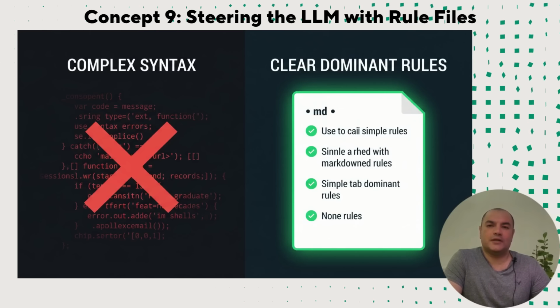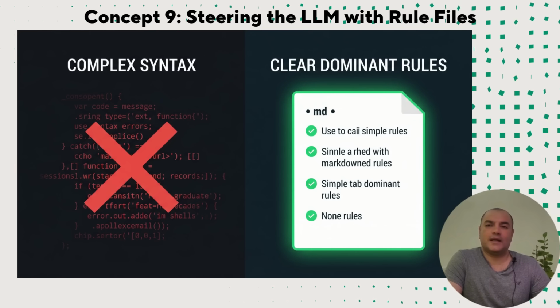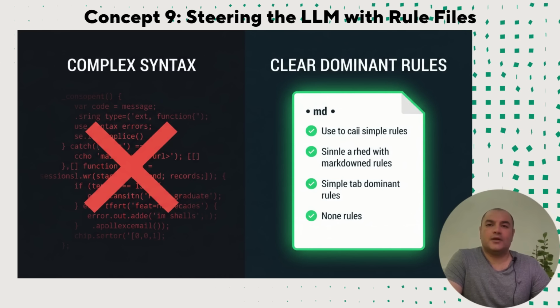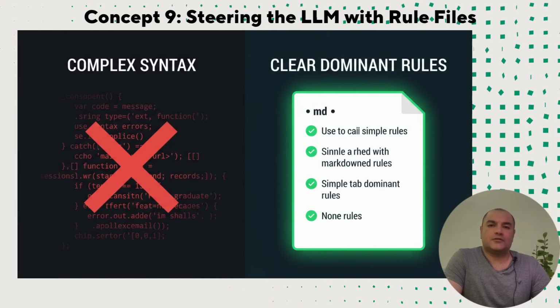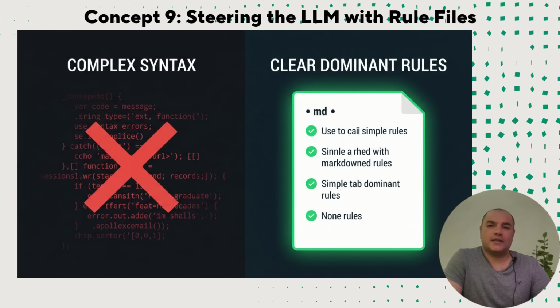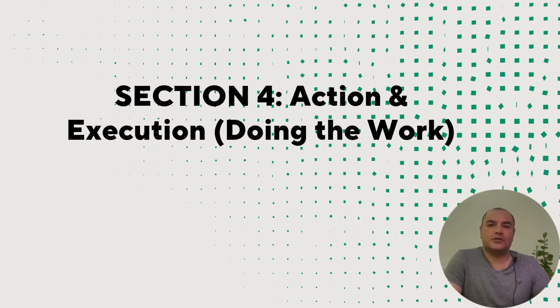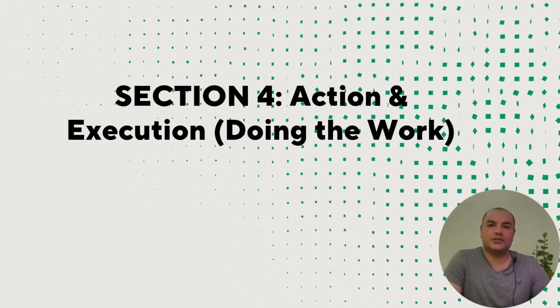When you understand this, you realize that coding an AI agent isn't about complex syntax. It's about writing clear, dominant rules in these files to make sure the AI stays on the tracks and actually does its task. Section 4. Action and execution. Doing the work.